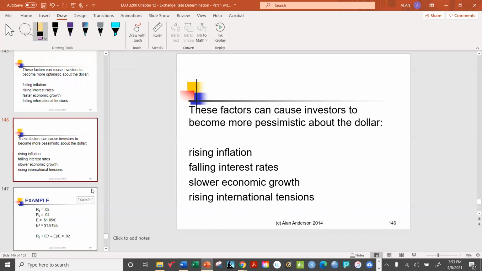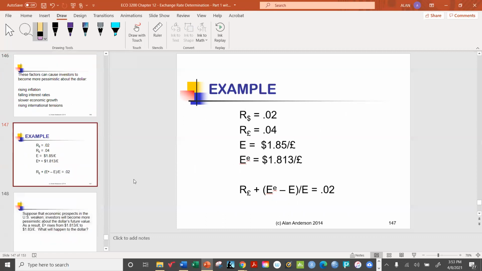All right, so let's just quickly show these last two cases. First, we'll start with our original data. And let's assume that investors become more pessimistic.